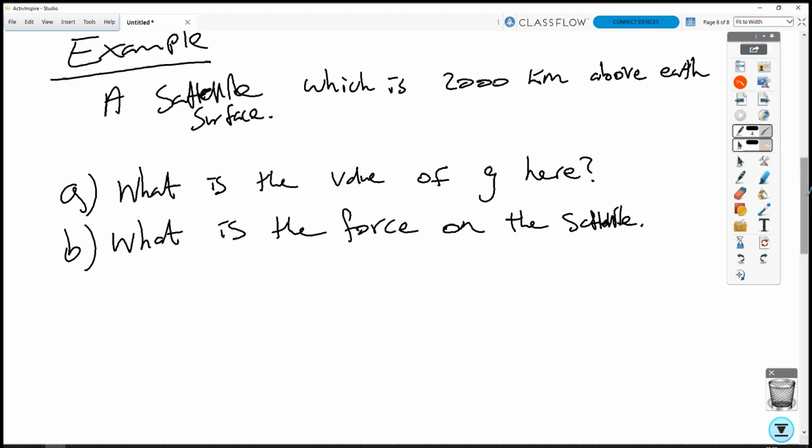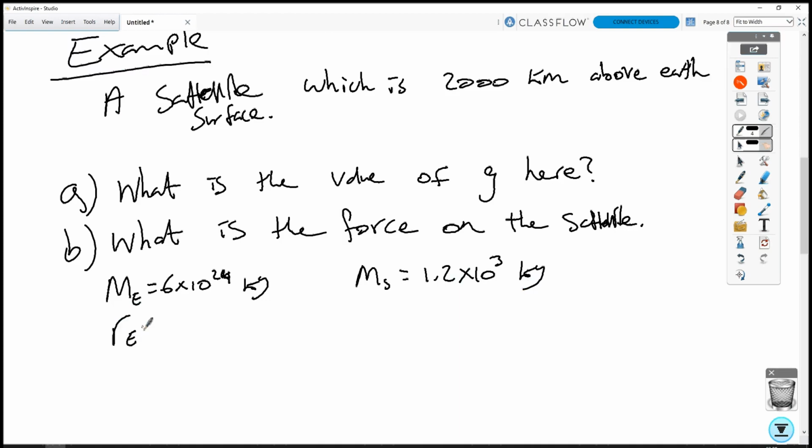I'm going to need to give you a few more values here before you can solve that. So I'll just list them all here. The mass of the Earth, 6 times 10 to the 24 kilograms. The mass of the satellite is equal to 1.2 times 10 to the 3 kilograms. And the radius of the Earth is equal to 6,400 kilometers. So you can pause the video here and see if you can solve these questions, and then unpause the video when you're ready to see the answers.